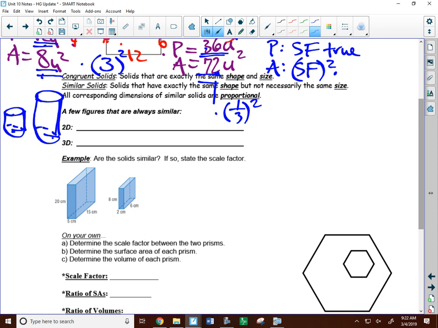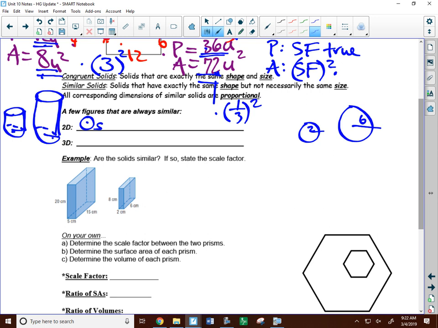Or some figures are always similar, so they wouldn't have to say that they are similar. So for example, I'll give you a 2D shape that's always similar: circles. We found this out a couple units ago. It just depends on the radius. So if this is 2 and this is 6, it's just times 3.